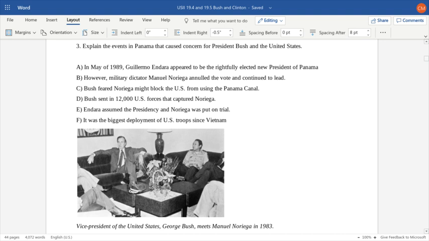since the Vietnam War. You see, then Vice President Bush seated here, Manuel Noriega seated here. So in 1983, roughly 6 years prior to this, the United States was still trying to diplomatically deal with Noriega, even though he was a dictator at the time.